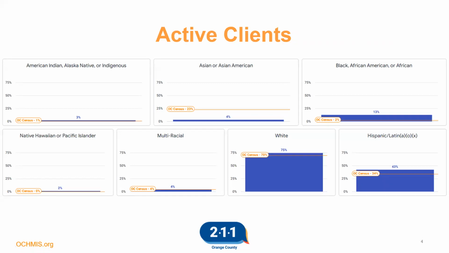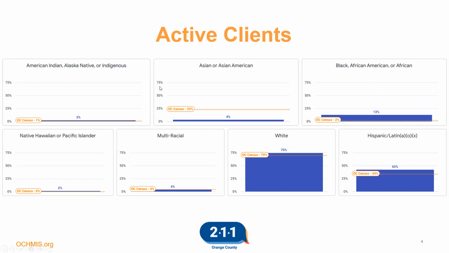And last time we also talked a bit about if we should combine race and ethnicity into one field, or if we should look at them separately. And so in other slides, which I'll show you in a little bit, we do combine them, but when we're looking at active clients and comparing that data to the OC census, we do have to keep race and ethnicity separate because that's the way the census looks at it. So we have to look at it the same way in order to make a good comparison of the data.